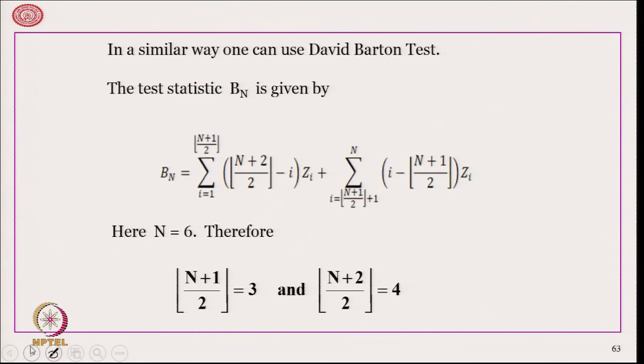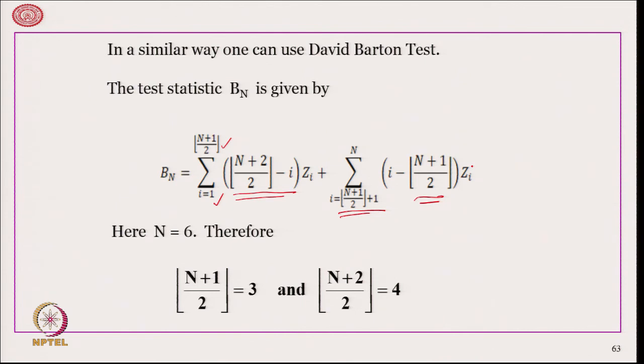In a similar way, one can use the David-Barton test, where the test statistic B_n is equal to the sum over i = 1 to floor((n+1)/2) of (floor((n+2)/2) − i) multiplied by z_i, plus the sum over i = floor((n+1)/2) + 1 to n of (i − floor((n+1)/2)) multiplied by z_i.